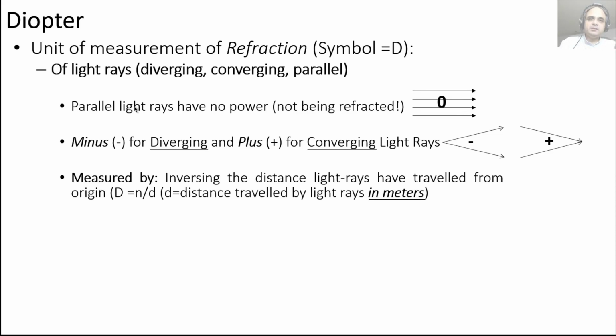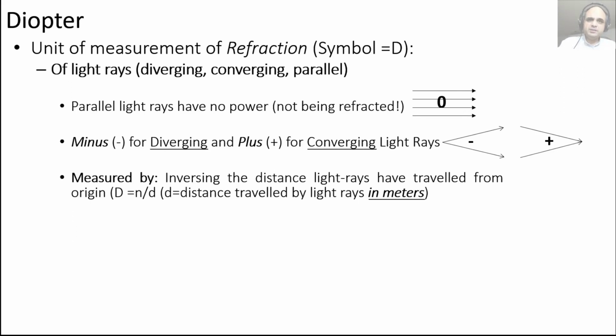For light rays, remember, light rays could be converging and diverging. We talked about two types of light rays, parallel light rays and diverging light rays, just a few moments ago. Parallel light rays are those which are neither converging nor diverging, so they have zero power. Diverging light rays, since they are moving further apart from one another, have minus power. Converging light rays, because they are moving together with one another, have positive or plus power.